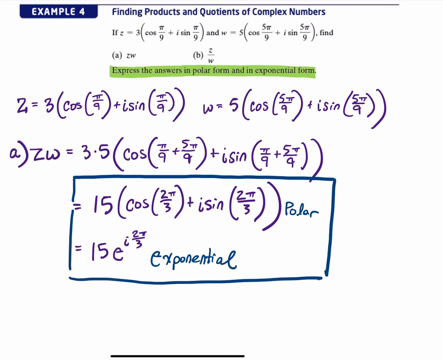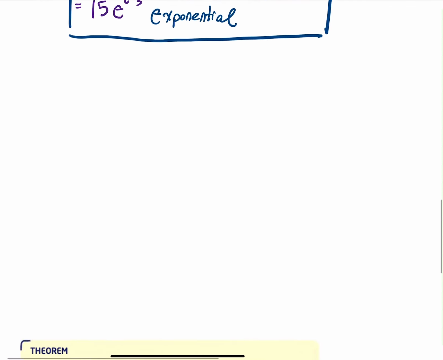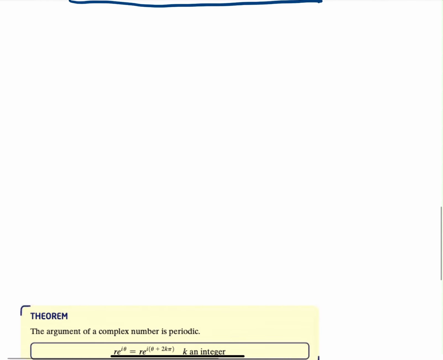So we multiplied the r's and added the angles. So let's find the division. Part B wants us to divide z by w. So that means we will divide the r values. That was 3 and 5. This will be 3 divided by 5. And then we'll subtract the angles.